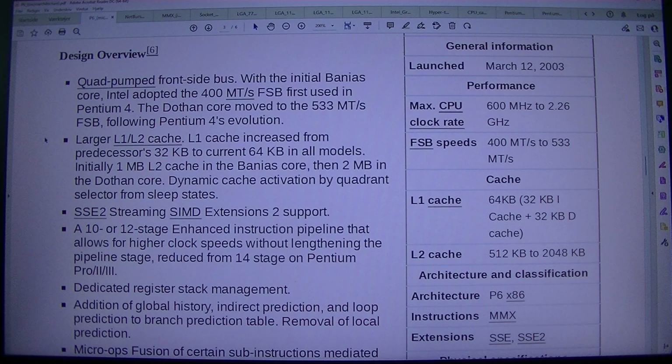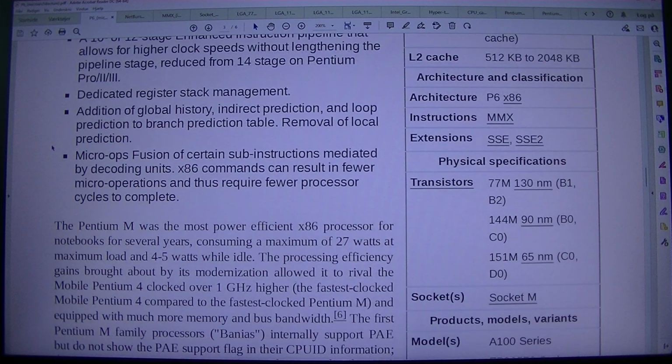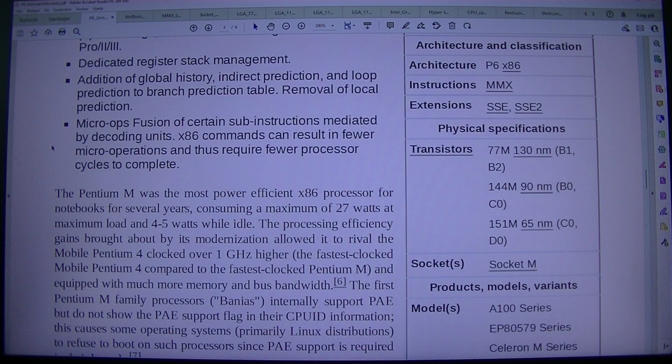A 10 or 12 stage enhanced instruction pipeline that allows for higher clock speeds without lengthening the pipeline stage, reduced from 14 stages on Pentium Pro, II, III. Dedicated register stack management. Addition of global history, indirect prediction, and loop prediction to the branch prediction table. Removal of local prediction. Micro-ops fusion of certain sub-instructions mediated by decoding units. x86 commands can result in fewer micro-operations and thus require fewer processor cycles to complete.